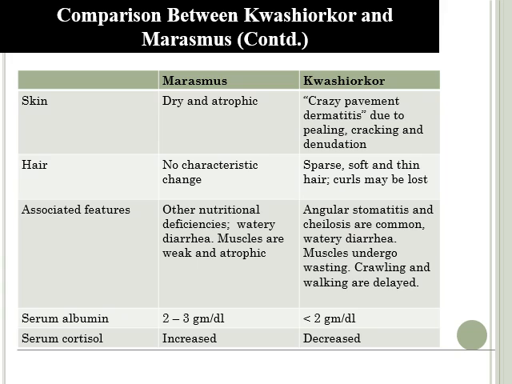Then serum albumin: in a marasmic child it is 2 to 3 gram per deciliter, whereas in Kwashiorkor there will be severe hypoalbuminemia, less than 2 gram per deciliter. And serum cortisol will be very much elevated in a marasmic child and decreased in a Kwashiorkor child.